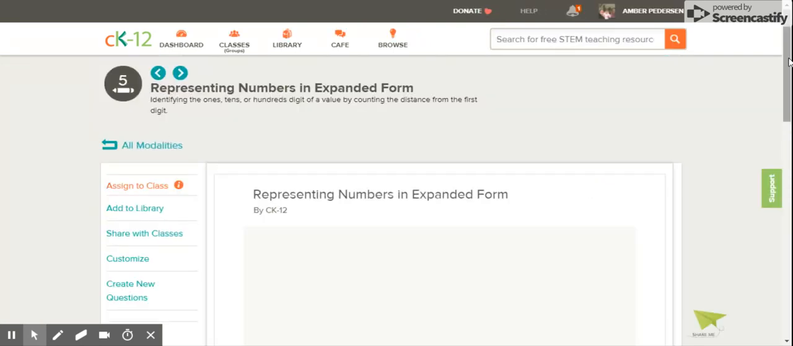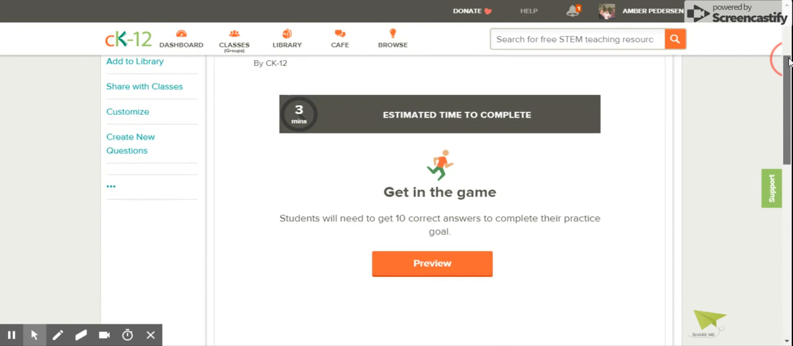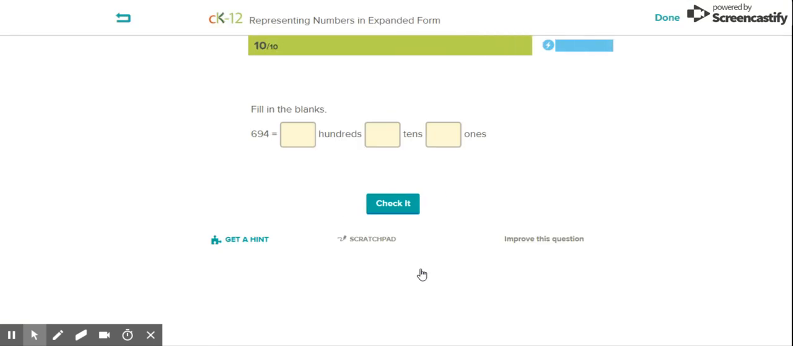You'll click it. You'll go ahead and go to practice exercise. This one says preview. And on this one, they always want you to get 10 out of 10. I did this earlier, so we're already at 10 out of 10. And I told it that we wanted to continue practicing, so it will let us practice again. But it wants us to write these numbers in expanded form.